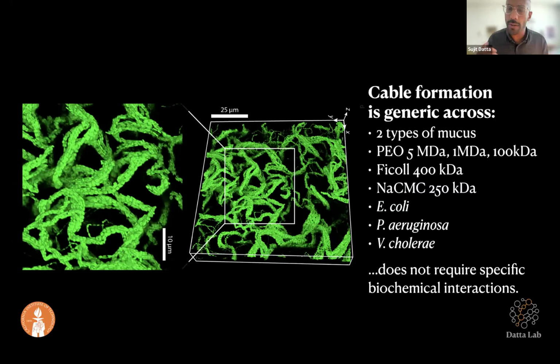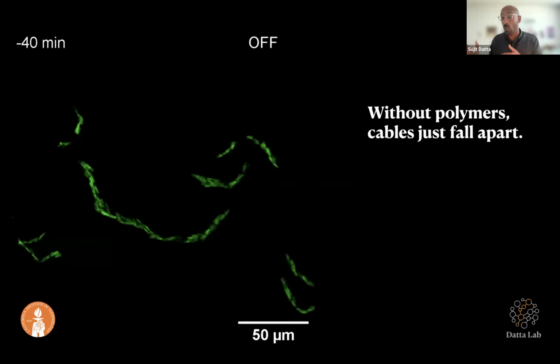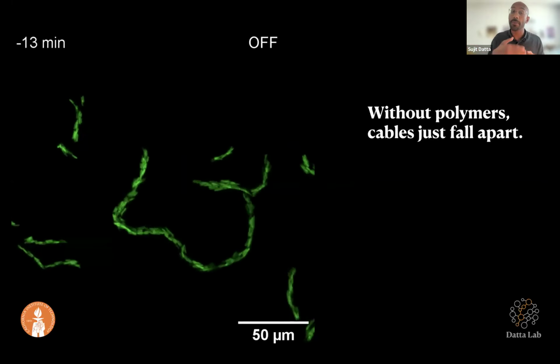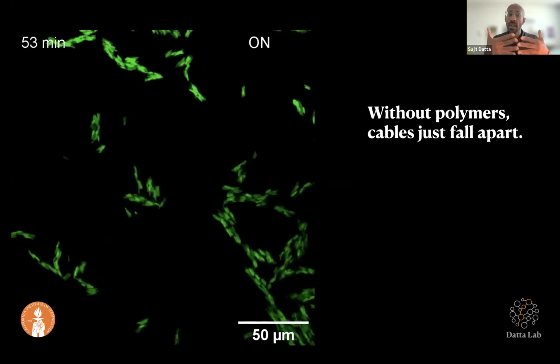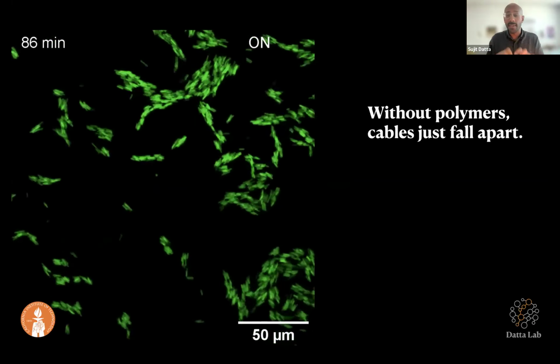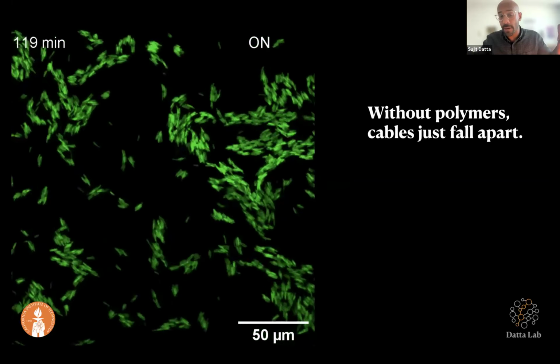So why? Why are these cables forming, right? And so, well, one clue comes from just washing away the polymers. Sebastian grew cables, and then he washed away the polymers, and he found that when the polymers were removed, the cables just fell apart, right? So it's not like the cells are getting glued together. It's not like the cells can't separate from each other.